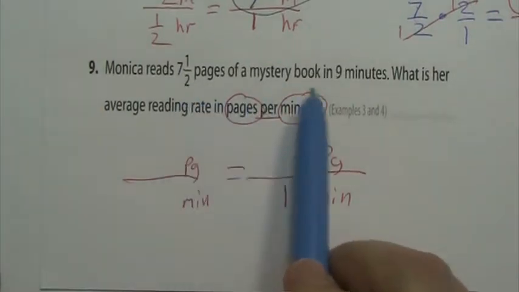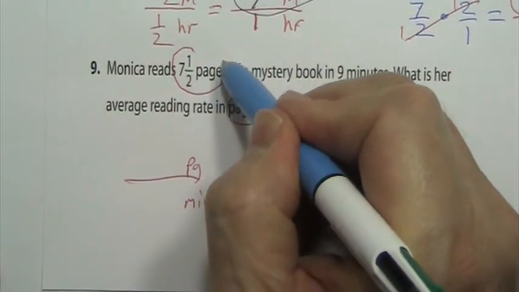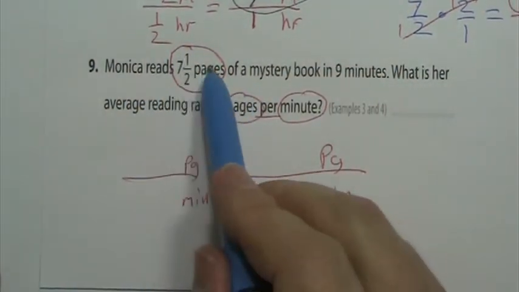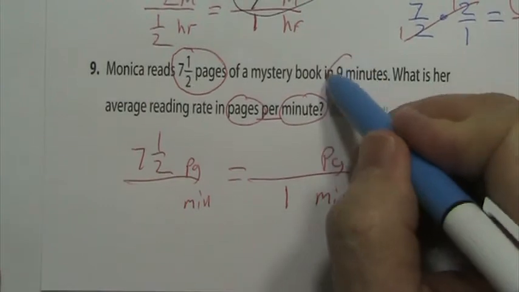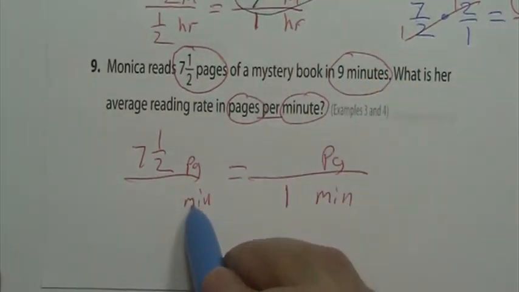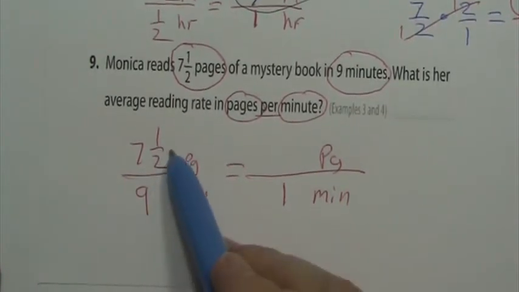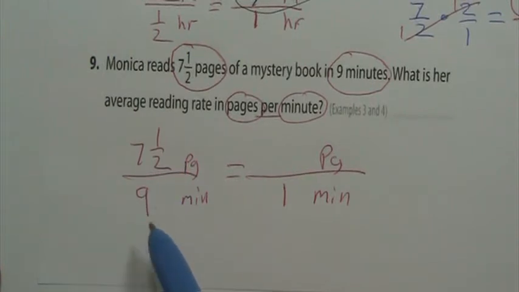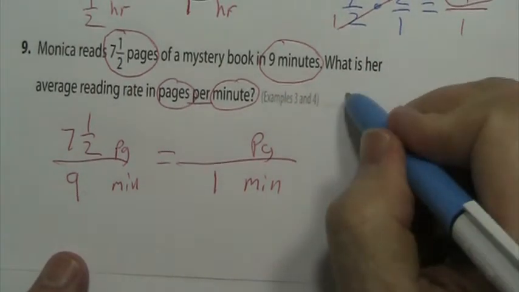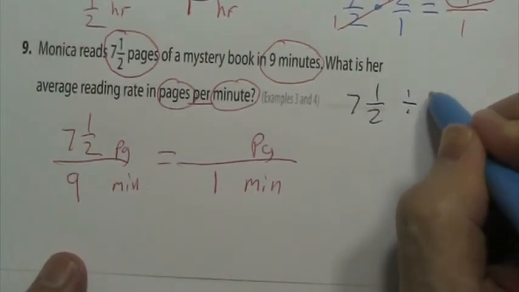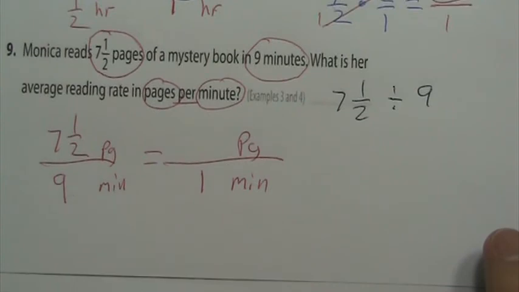This way you know what number goes on top. It's not always the first number. Okay, so what do we have? We have 7.5 pages. That's how much Monica reads. 7.5 pages goes here. In 9 minutes, that goes down below. So all we're doing is dividing this. 7.5 divided by 9. So I'll rewrite that to the side. Solve that and we have our answer.